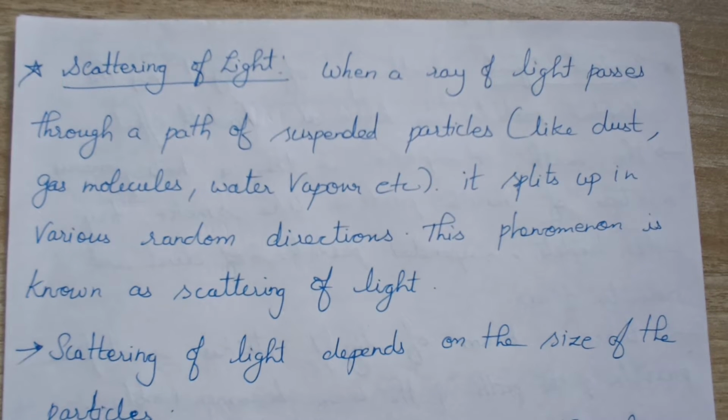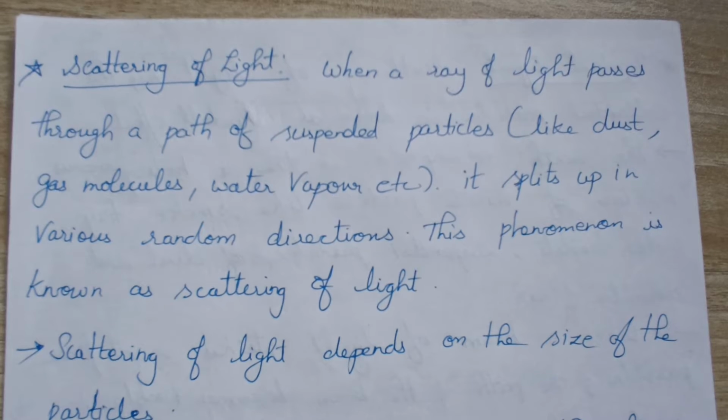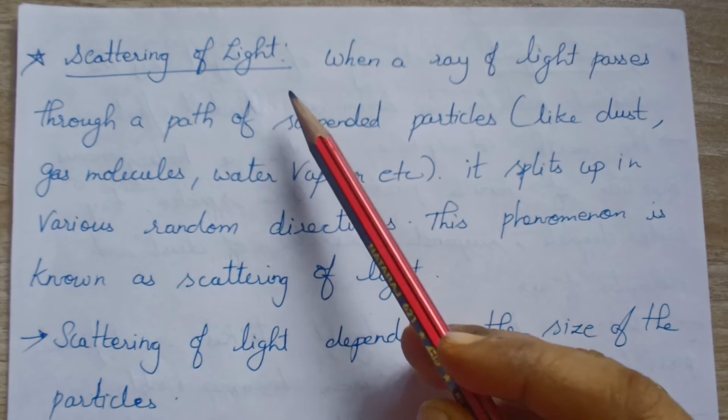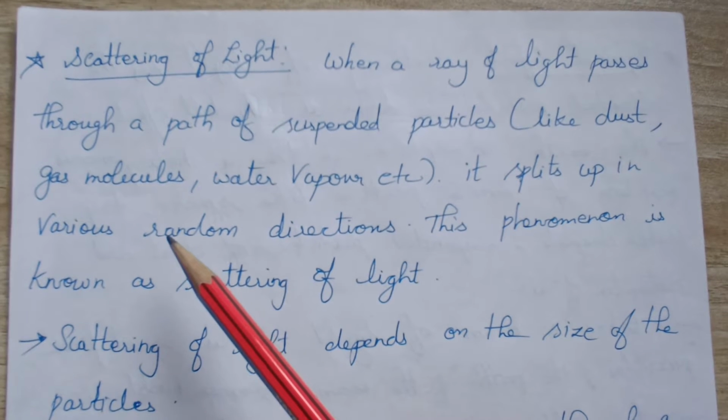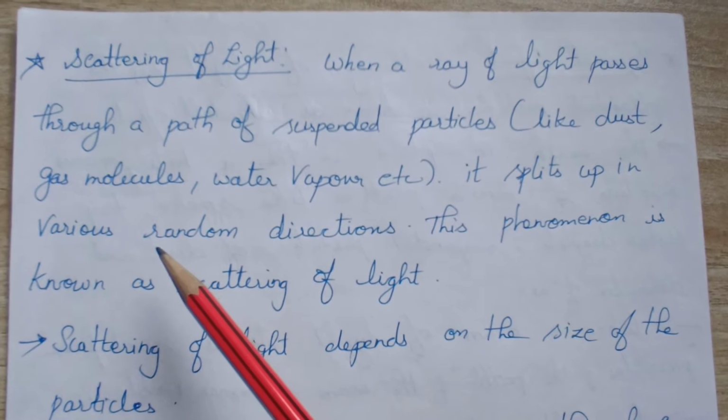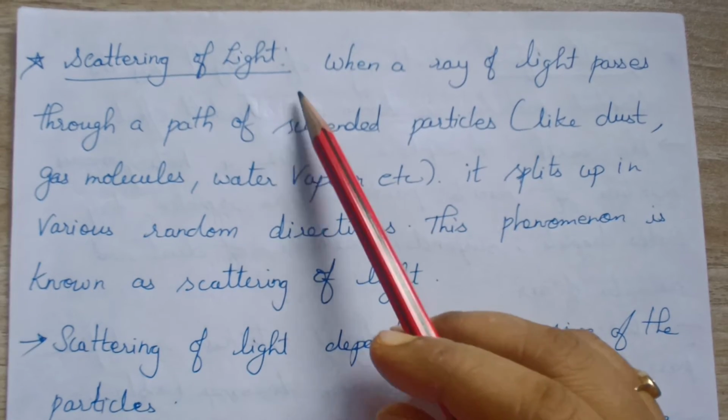Hi dear. So last class we have seen atmospheric refraction and some of its phenomena, like twinkling of stars, why the sun appears higher than its actual position, and advanced sunrise and delayed sunset. So today we'll see the scattering of light. Scattering means it spreads in all directions, right? Scattered, right? Scattering of light.